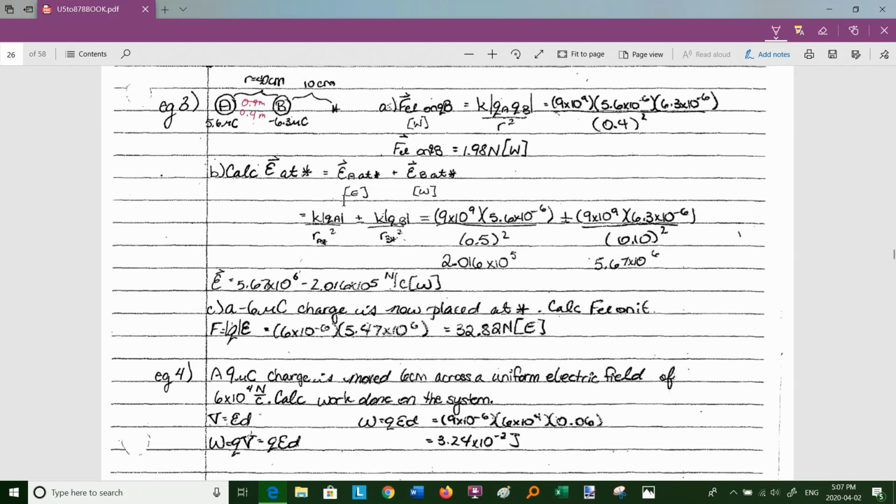Okay, the second part wants to calculate the electric field at the star point. So that's the electric field of A at the star plus B at the star. So a positive test charge moves to the right due to A and moves to the left due to B. I'm using east and west, fine. So I get the calculation, and the west is going to win, right? Because not only is the charge larger, but the star point is closer to B than to A. So I take the larger minus the smaller, and my value becomes 5.76 by 10 to the 6 minus 2.16 by 10 to the 5.